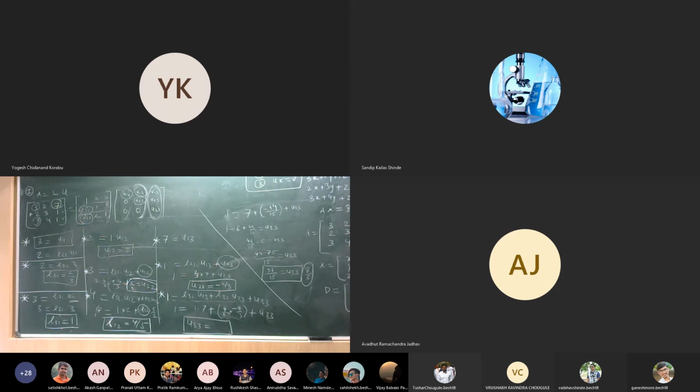Then L21 is equal to 2 by 3, correct. L31 is equal to 1, correct. U22 is equal to 5 by 3. U33. U23 is minus 11 by 3. L32, that is 6 by 2. Okay.